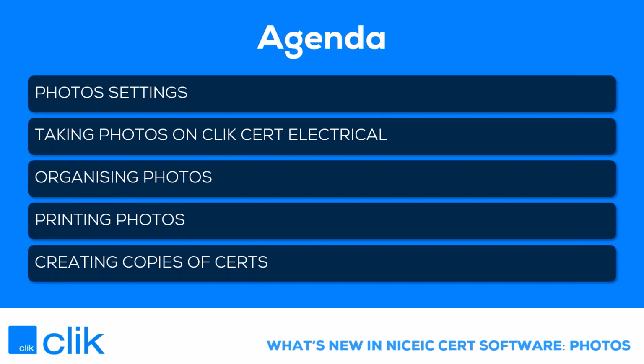And then we're going to look at how you organize your photos potentially on the main software as well. And then we're going to look at how you can print your photos on the NICEIC certification software. And then we're going to look at creating copies of certs as well. We've added this in so you can do it with photos or without photos. I'm just going to show you how you can do that. And then we'll finish on a Q&A. So just bear with me whilst I bring up the NICEIC Cert software, and we'll be ready to go.